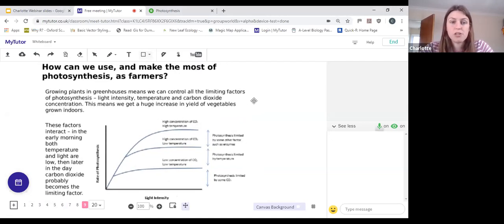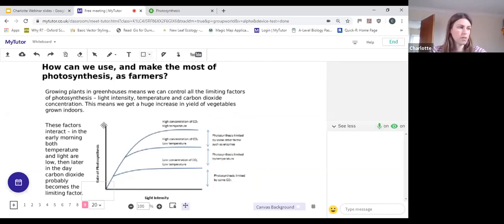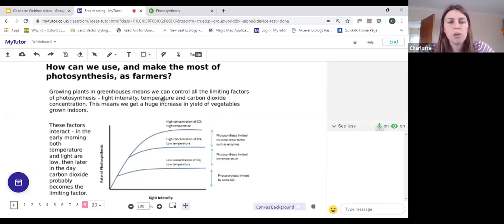So the next part of photosynthesis is working out how we can make the most of it as farmers. Last session we looked at how photosynthesis is affected by temperature, carbon dioxide concentration, and light intensity. So this time we're going to have a think about how we can manipulate those so that we can manipulate plant growth. Really handy when you're growing any sort of crop, so particularly vegetables or crops out in fields or in labs as well.